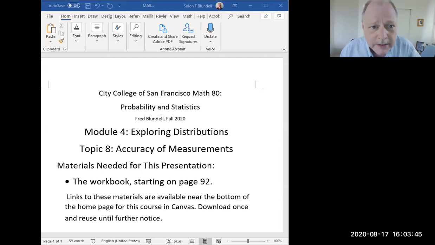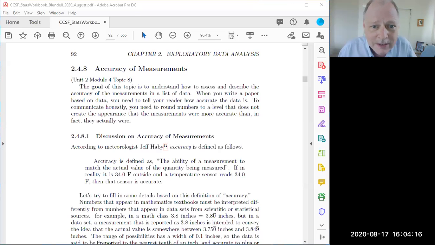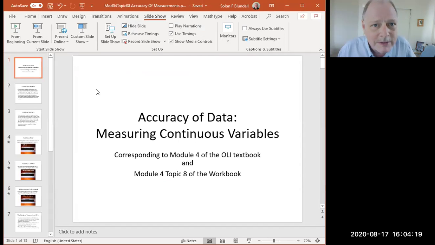Okay, so I want to change the picture here, just a minute. Okay, so this is the workbook, page 92. So this is where you'll go. It might be a slightly nearby page. I put out a couple of different editions of the workbook, and I'll be replacing the edition in your Canvas in a couple of weeks with an update. But anyway, so this is what it looks like in the workbook. And then here's the PowerPoint presentation, and I want to just talk through that now.